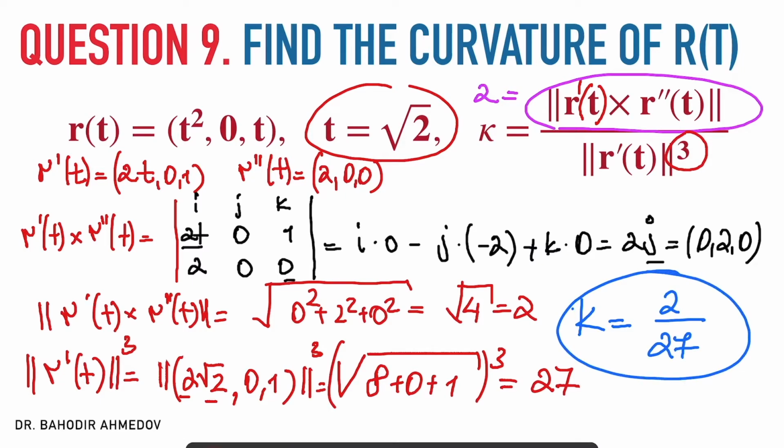Well, that's going to be the curvature of this curve at the point t equal to the square root of 2. You can see here that you have to do lots of calculations in order to calculate this, and you need to be very careful in your calculations.